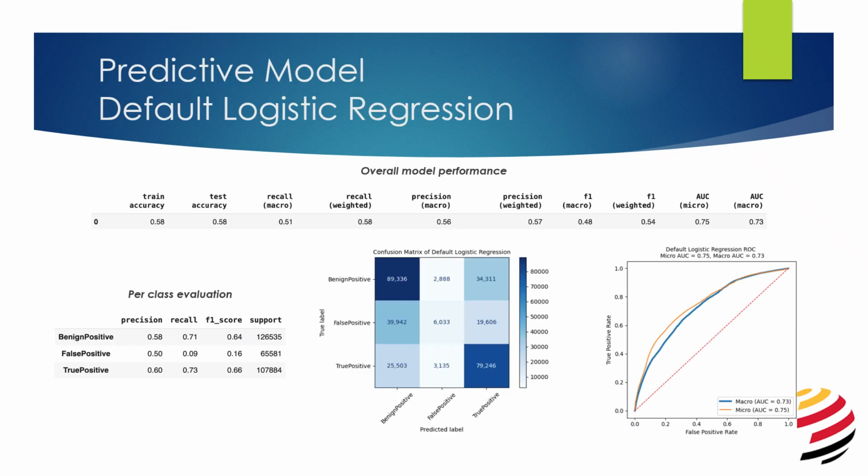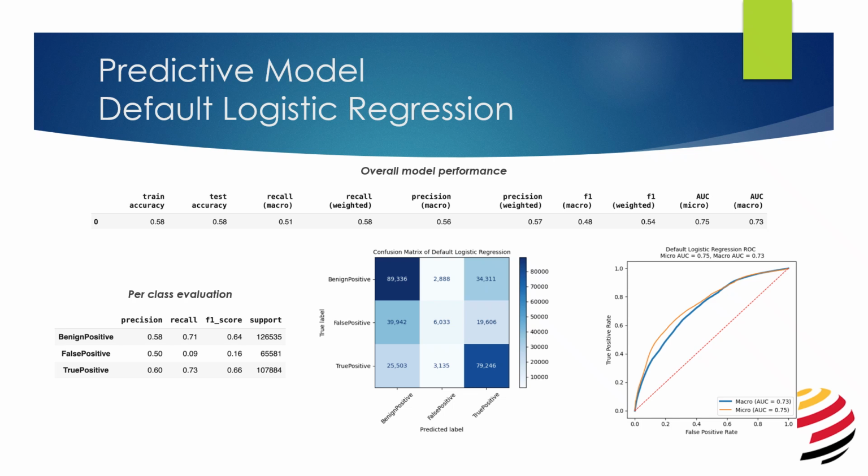Let's start by looking at the default logistic regression model, which will serve as our baseline. As we can see, the model performs poorly overall, with an accuracy of just 58%, a weighted F1 score of 54%, and a macro AUC of 0.73. The confusion matrix highlights its main weaknesses. It struggles significantly with the false positive class, where recall is only 9%, while performance on benign positive and true positive is somewhat better but still limited.